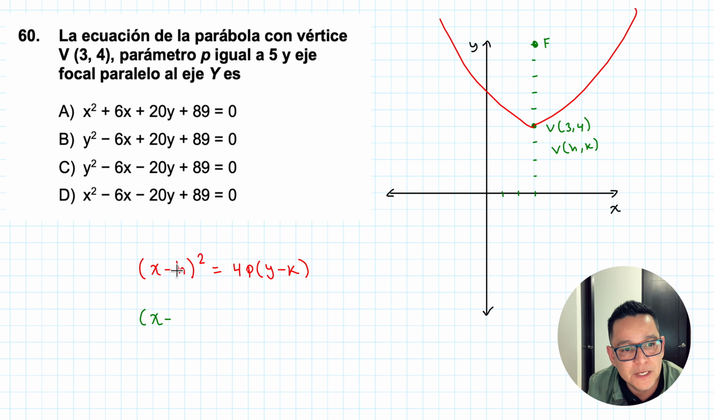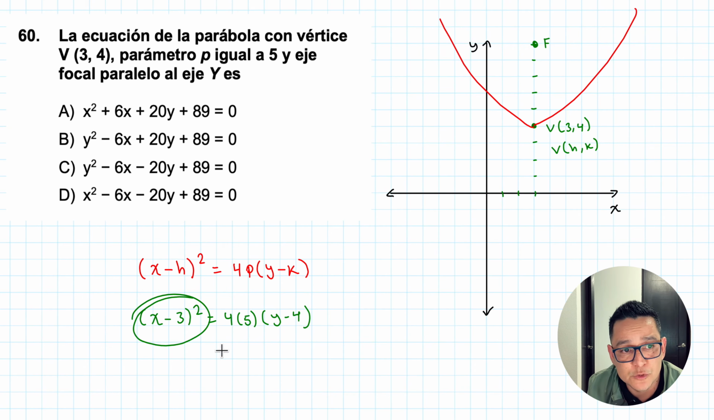I have x minus h and h is 3. So we put it squared, it's equal to 4 times p, but p, this parameter, it's 5. Remember that it's the distance from the vertex to the focus. That will also be useful for you, surely, for another exercise. It multiplies y minus k, so in this case, y minus 4.